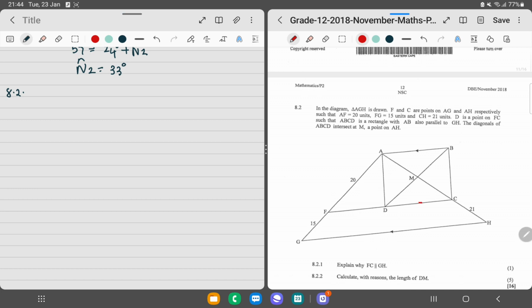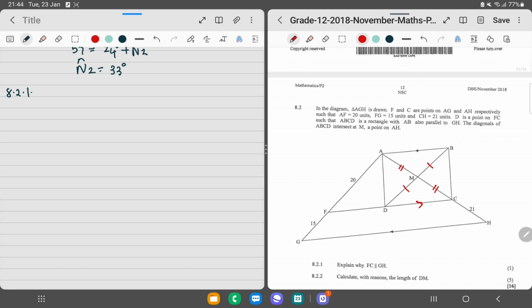AB is parallel to DC, and this is because the opposite sides of a rectangle are parallel. And then the diagonals of a rectangle bisect each other. So I know that this should be equal to that. This should be equal to that.